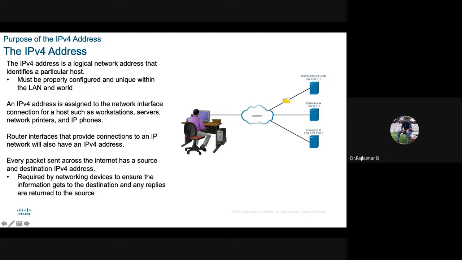The router interfaces, the interfaces that provide connections to an IP network, will also have IPv4 addresses. So every packet sent across the internet has a source and destination IP address. This information is required by networking devices to ensure the information gets to the destination and any replies are returned to the source.